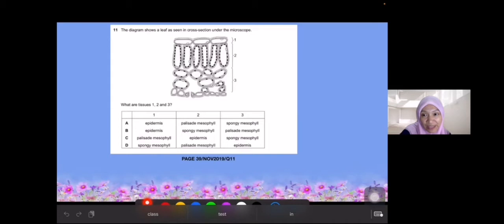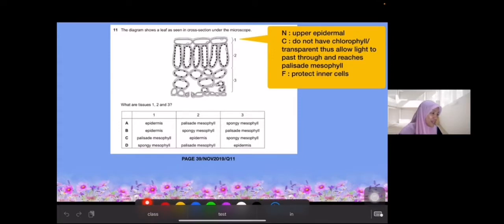Again, objective question. Okay, again kita guna objective question. I memang suka question yang ada gambar like this. Dia make me rasa macam nak tulis macam-macam. Okay, so the diagram shows a leaf as seen in cross section under the microscope. This is from subtopic apa? Teacher jawab. Saya tanya teacher jawab. Ini adalah daripada topik leaf structure, that is 6.2. Kan?